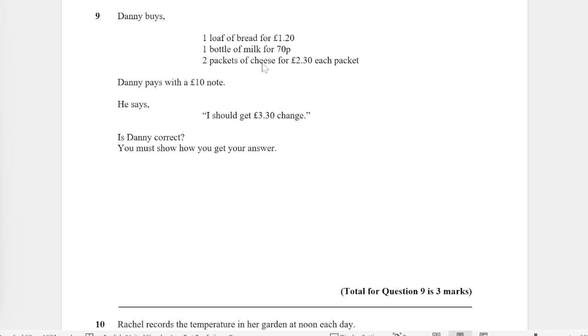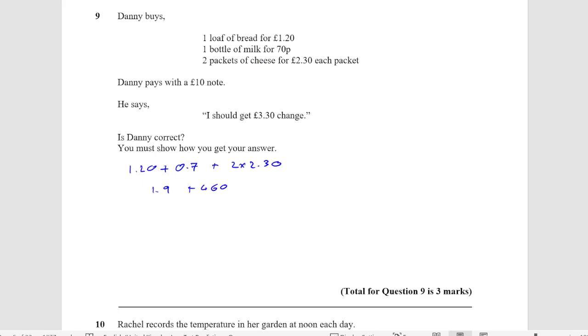Question 9. Danny buys 1 loaf of bread for £1.20, 1 bottle of milk for 70 pence, and 2 packets of cheese for £2.30 each packet. Danny pays with a £10 note. He says, I should get £3.30 change. Is Danny correct? So we want to do £1.20 plus 70 pence plus 2 times £2.30. Let's work that out first. The first two added together are £1.90, plus 2 lots of £2.30, which would be £4.60.